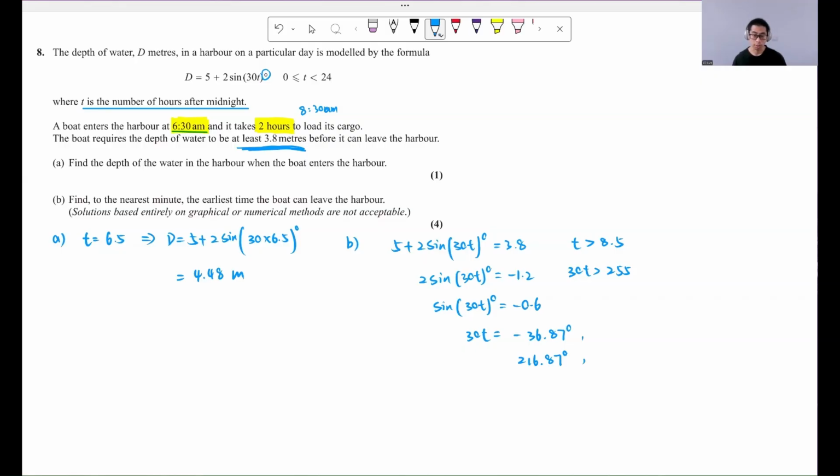So negative 36.87 plus 360 would be 323.13. That is more than 255, so that's fine. And then 216.87 plus 360 is clearly inside the interval, but that would be more than this one. We're looking for the earliest time, so we don't need that. We already have the smallest possible value, which is more than 255.